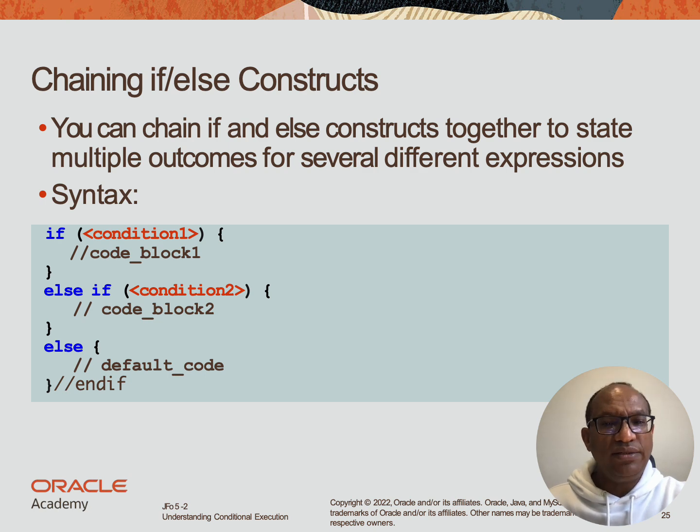Code block 1 represents the lines of code that are executed if condition 1 is true. Code block 2 represents the lines of code that are executed if condition 1 is false and condition 2 is true. Default code represents the lines of code that are executed if both conditions evaluate to false. Note, multiple else-if statements can be evaluated. The else statement is optional.